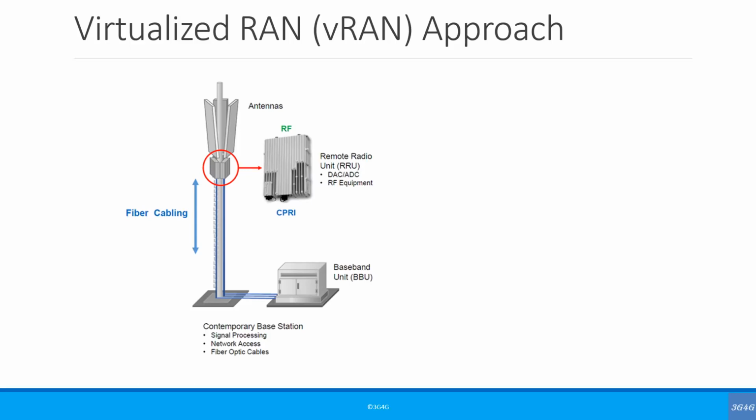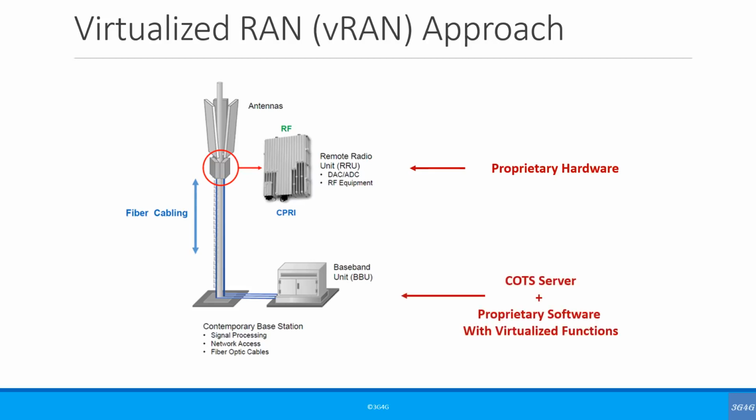With virtualized RAN or vRAN, the proprietary hardware remains as it is, but the BBU gets replaced by a COTS server rather than a proprietary hardware. The software that runs on the BBU is virtualized to run on any COTS server. The proprietary interfaces remain as they are. So the point to emphasize here is that vRAN is not Open RAN, as it's not completely open. It still contains proprietary interfaces and purpose-built hardware.